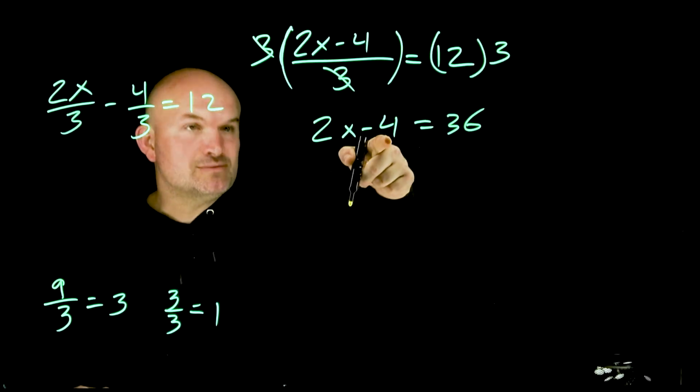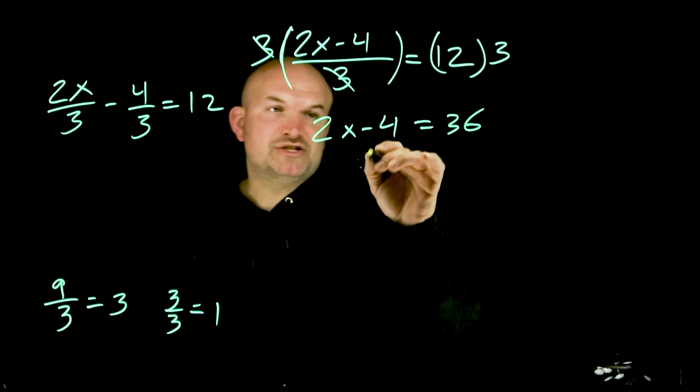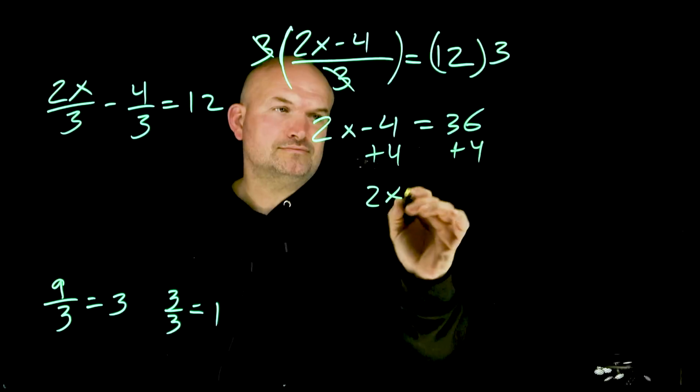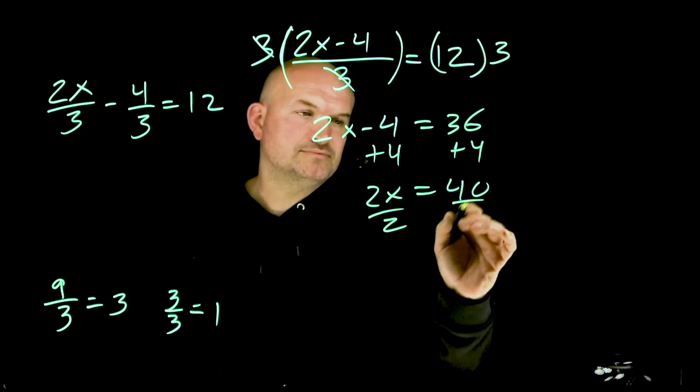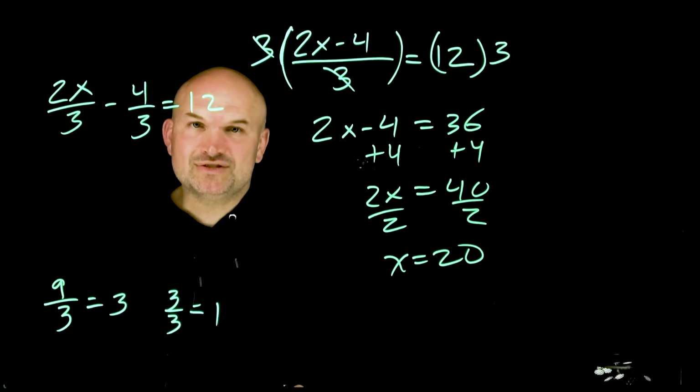Now we can undo subtraction before undoing multiplication. So we'll add 4 to both sides, and then divide by 2 on both sides. All right, answer equals 20.